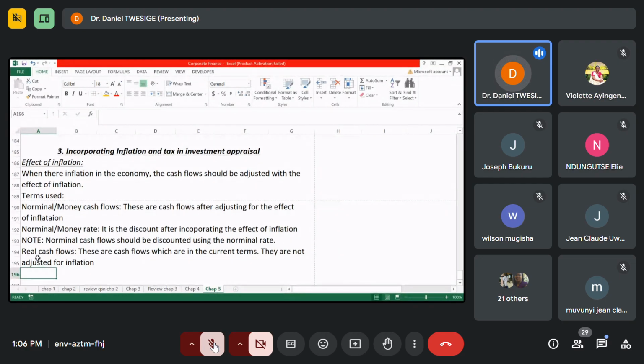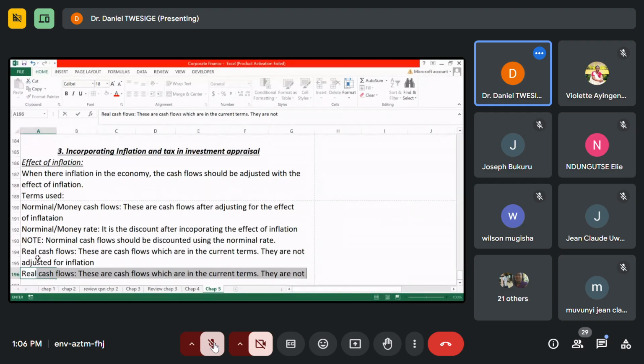Now, if we have a real rate, it is the rate which is in the current terms, meaning it is not adjusted for inflation. You have a current rate which has no inflation effect.